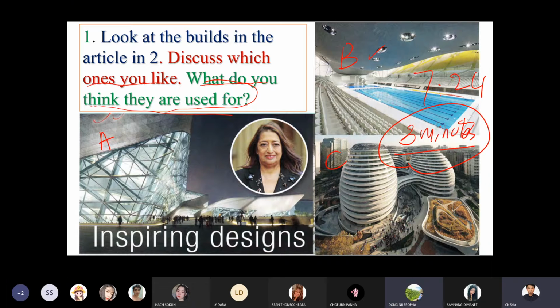Picture A. Picture A, okay. What do you think it is used for? I think they use it for an exhibition to show something. Okay, business or exhibition, right? Meeting business people. Okay, conference, another thing, okay?